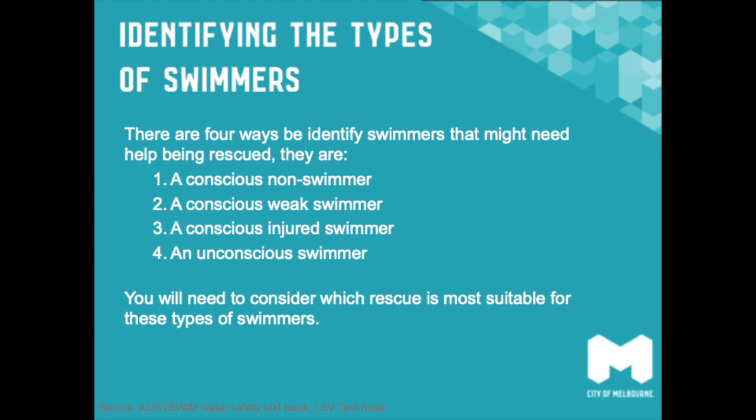A conscious injured swimmer may be in an awkward body position, may signal for help, and is mainly concerned with their injury. Lastly, we have an unconscious swimmer. Characteristics could include completely limp, maybe at any level in the water, and often face down.